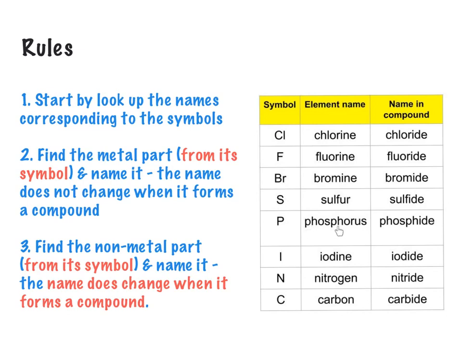So for example, if we've got phosphorus, we don't call it phosphoride, we call it phosphide. Don't have it too long. Iodine, iodide. Nitrogen is an interesting one, becomes a nitride. So nitrogen-ide doesn't roll off the tongue, and carbon-ide doesn't roll off the tongue either. So that's why nitrogen becomes nitride and carbon becomes carbide. So let's have a look at what happens when we do these simple combinations, and let's work from there.